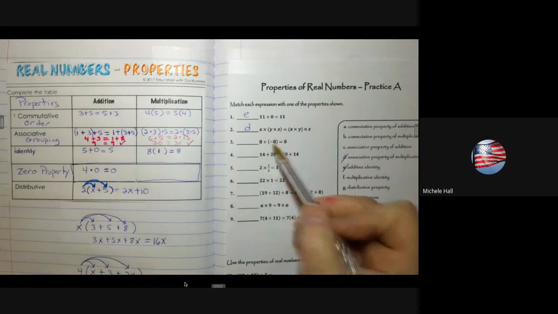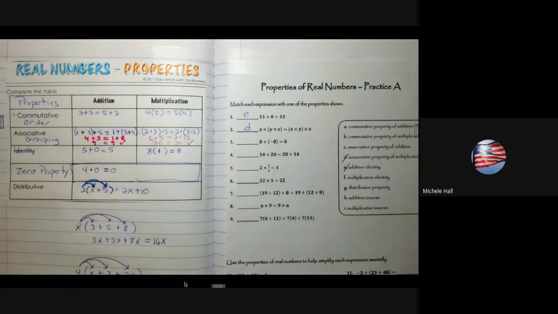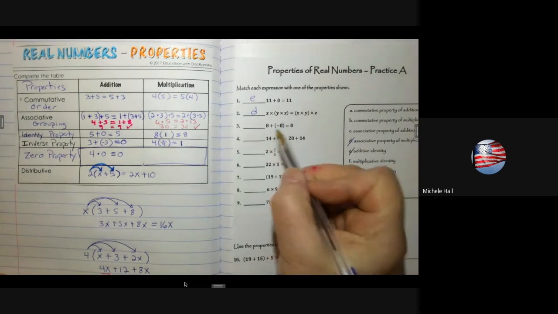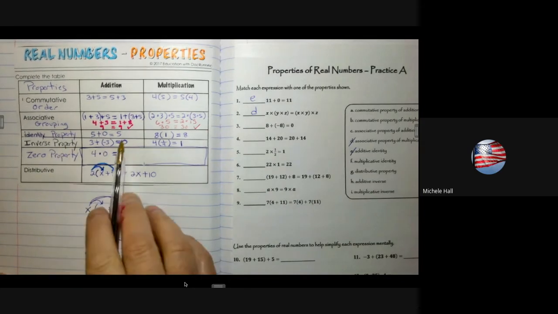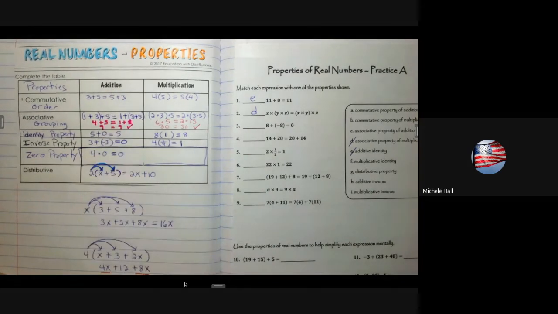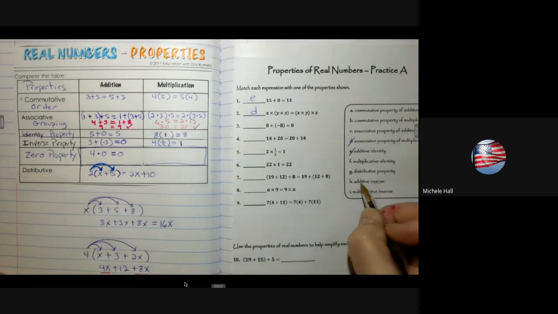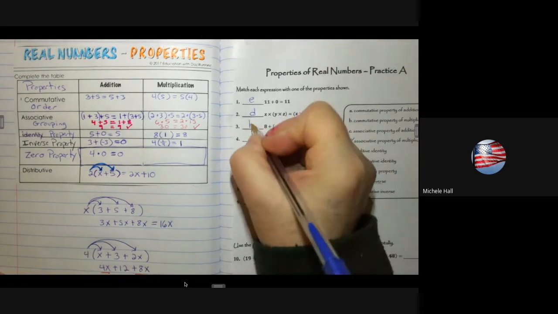8 plus -8. All right, we have another property to do here. And that would be the inverse property. 8 plus the opposite of 8. That would be the inverse property, and we get 0 at the end. That would be the inverse property of addition. Inverse addition, that would be H.